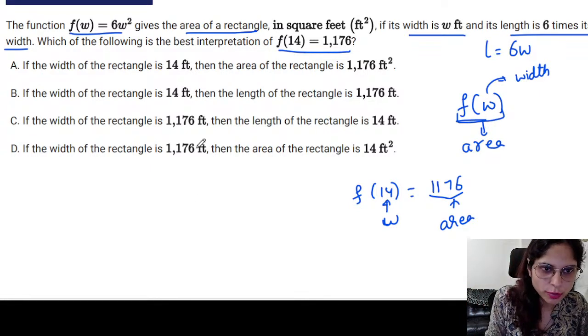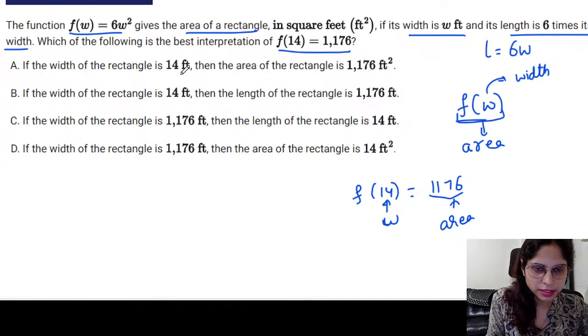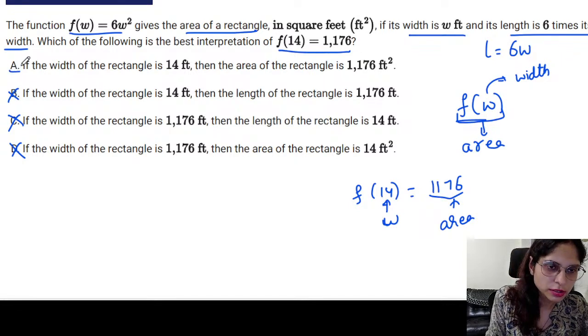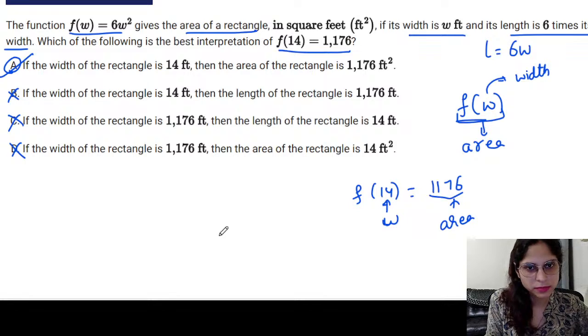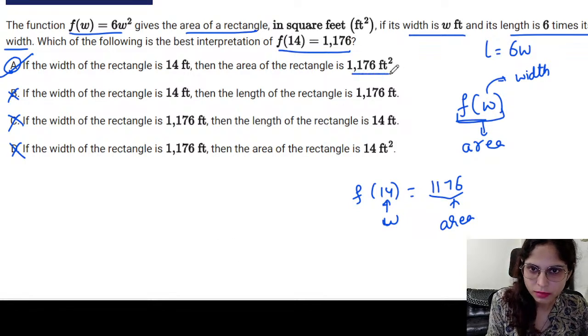So now we check the option. Width of the rectangle is 14 feet, width of the rectangle is 15 feet, width is 1176, width is 1176, these options are gone. Area is 1176, length is not 1176, right? Length is just 6 times 14. So this is also gone. This is the correct option. Okay? Because 1176 has to be the area and 14 has to be the width. That's it.